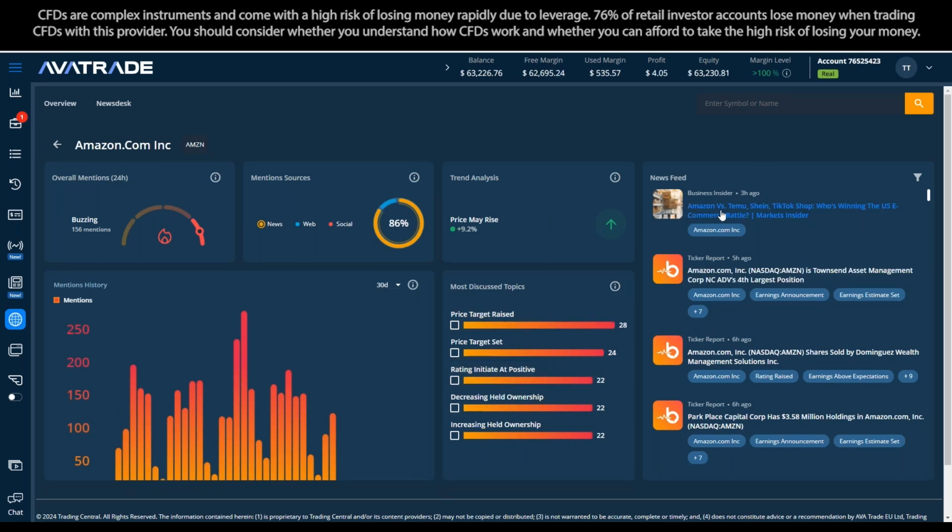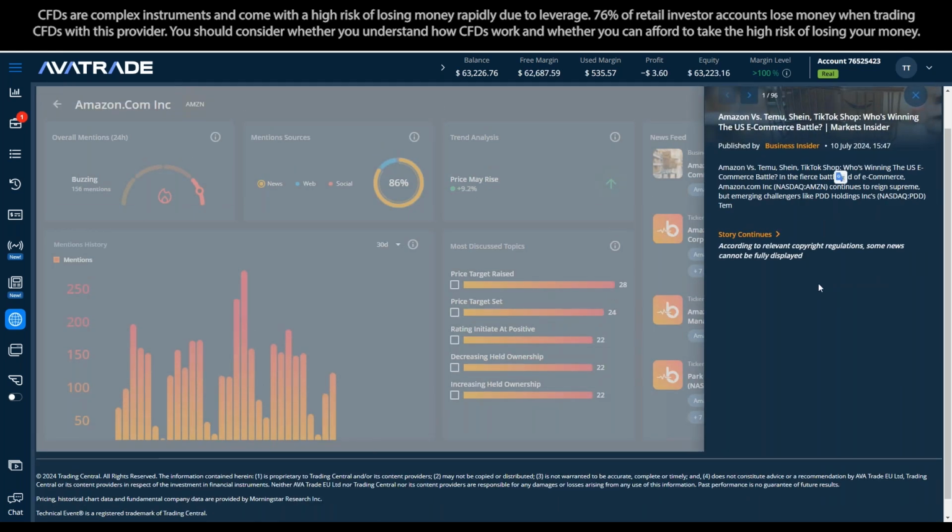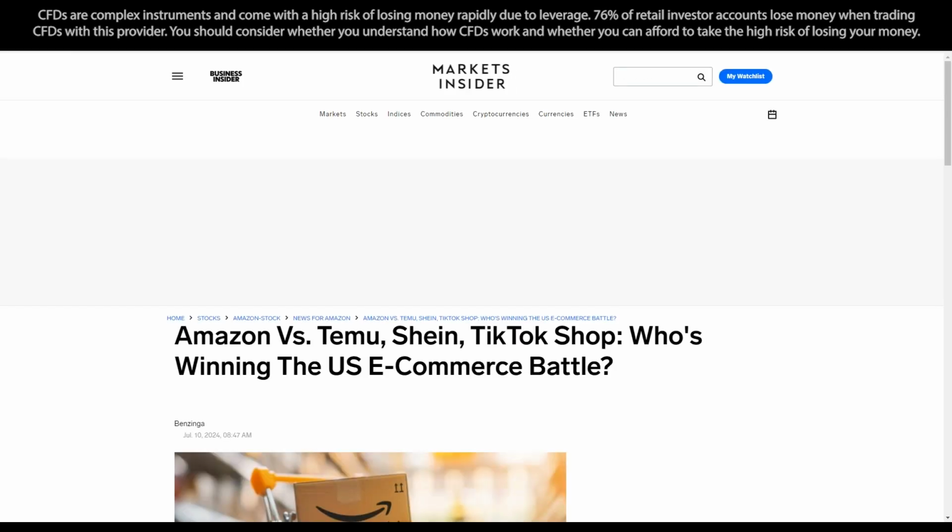Here's an article from Amazon. This is interesting: Amazon versus Temu, Shein, and TikTok Shop. Who's winning the e-commerce battle? Okay, so if I click that, I can get a little synopsis. If that doesn't tell me enough, I can click on Story Continues and read the whole article.